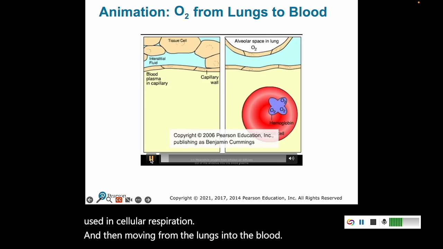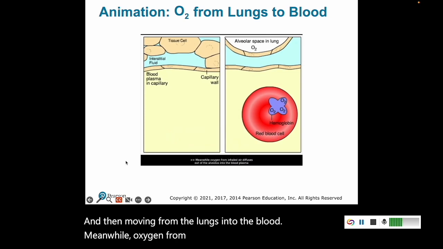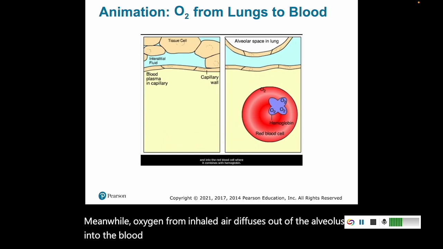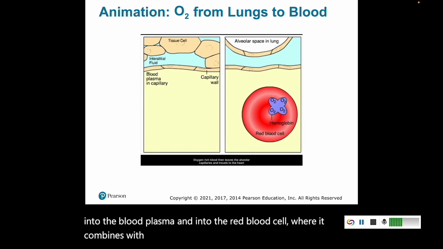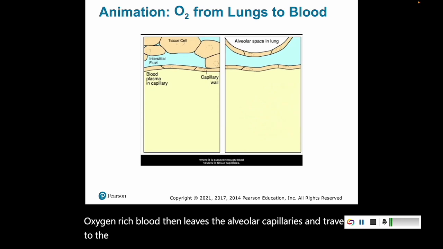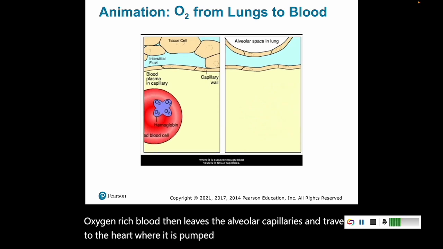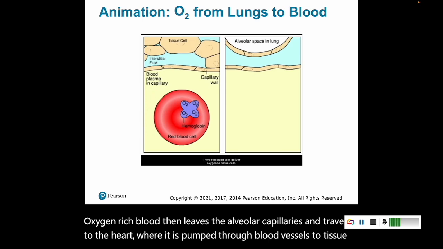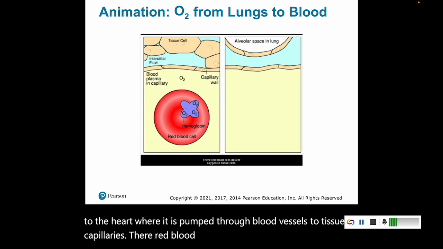Meanwhile, oxygen from inhaled air diffuses out of the alveolus into the blood plasma and into the red blood cell, where it combines with hemoglobin. Oxygen-rich blood then leaves the alveolar capillaries and travels to the heart, where it is pumped through blood vessels to tissue capillaries. There, red blood cells deliver oxygen to tissue cells.